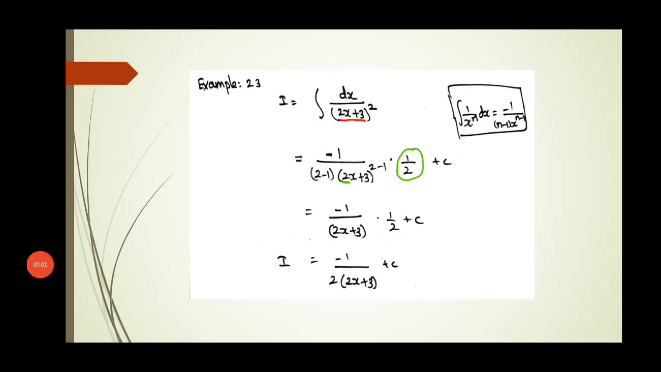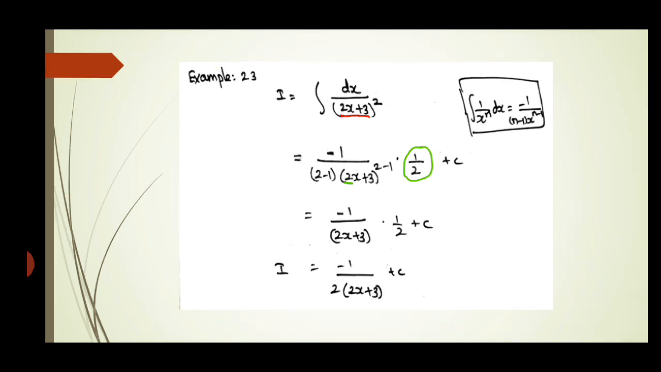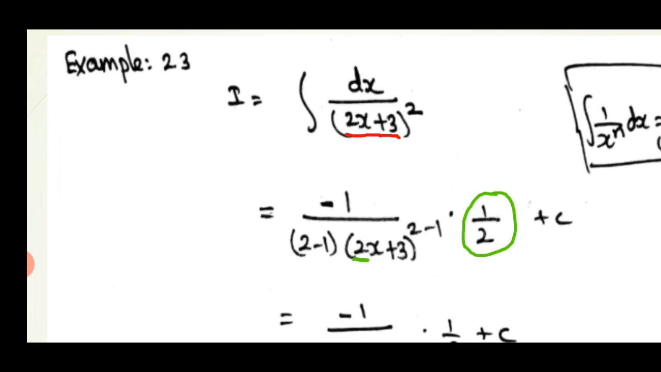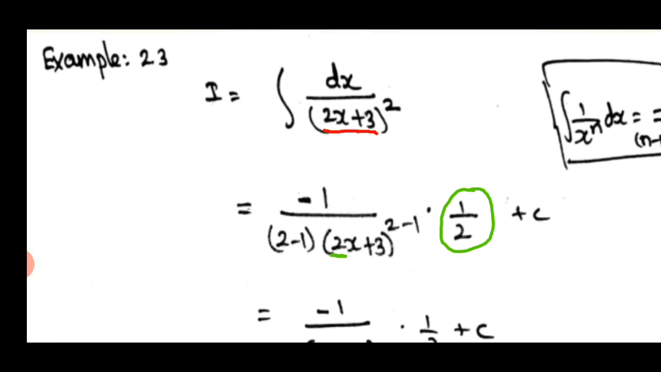So now example number 2.3. I equal to integral dx by (2x plus 3) the whole square. Now in this integral, 1 by (2x plus 3) the whole square, you can see 2x plus 3 I have underlined in red color. Imagine that is your whole x part, right? So it is x square like that.